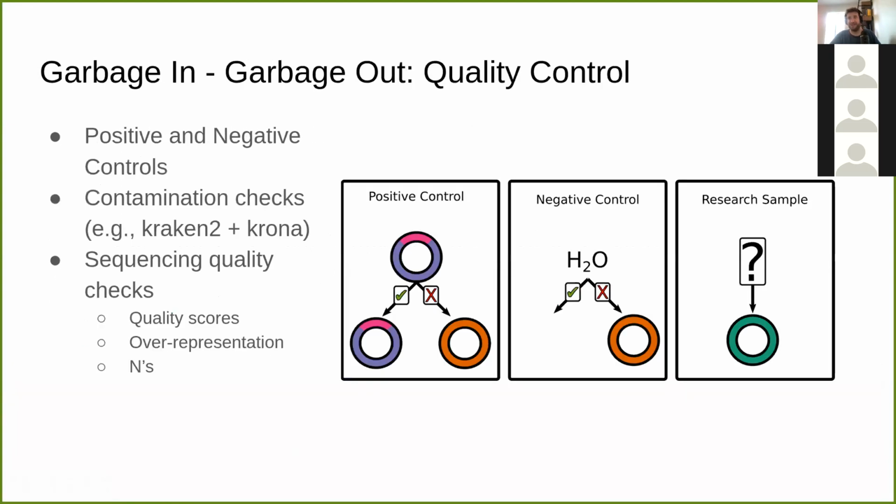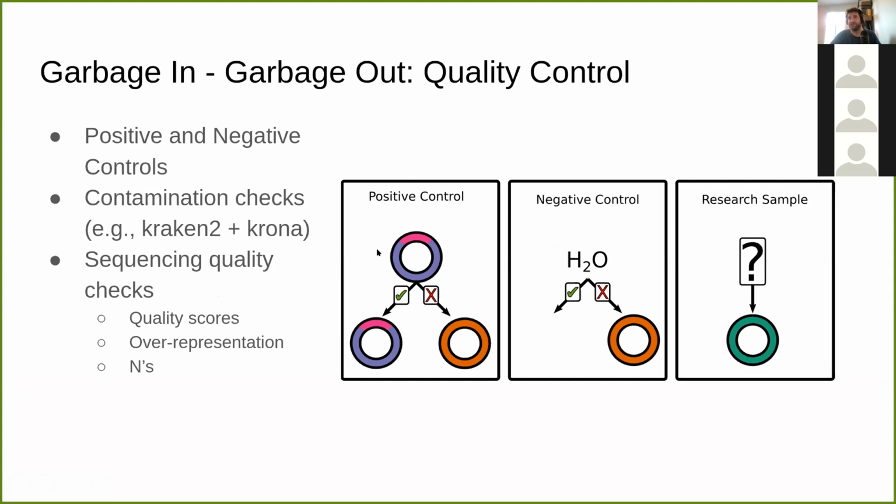So the first key major point of AMR genomics is garbage in, garbage out. If you put in bad data, you're going to get bad results no matter what you do. And the key aspects of that are quality control. So I would say one thing to always consider, especially when setting up a new process, is the inclusion of positive and negative controls.